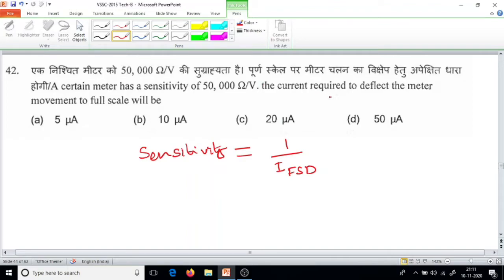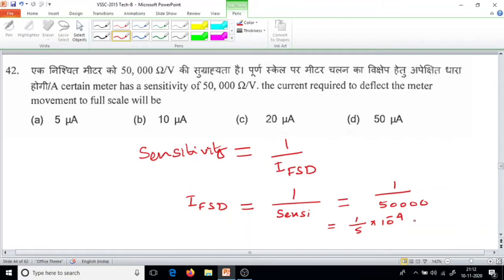Now sensitivity is given and we have to find the I for the full scale deflection. If you cross multiply, I for full scale deflection equals 1 divided by sensitivity, which equals 1 divided by 50,000. So this is 1 by 5 multiplied by 10 to the power minus 4, 1 divided by 5 is 0.2, so I get 0.2 into 10 to the power minus 4.